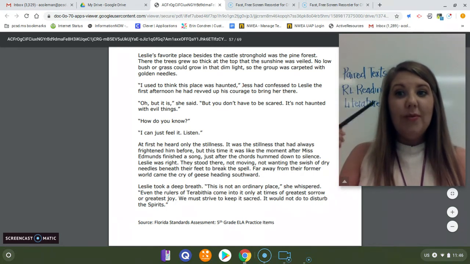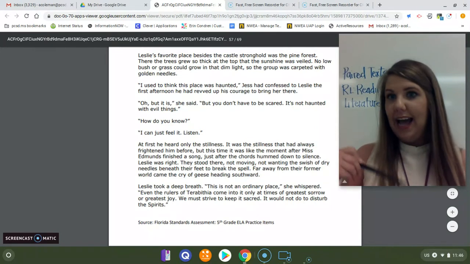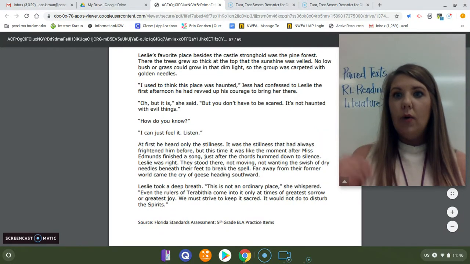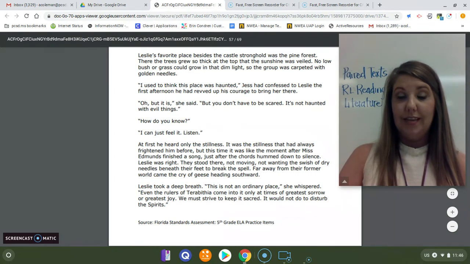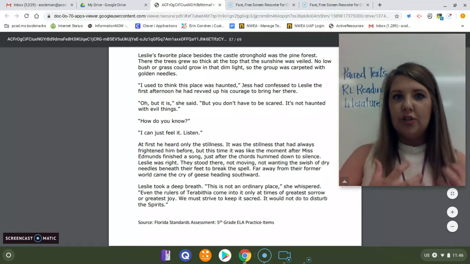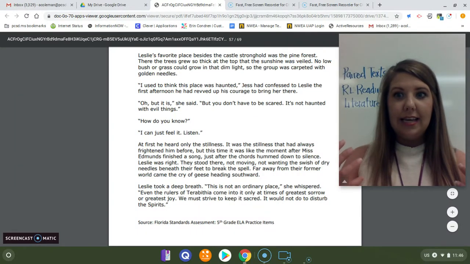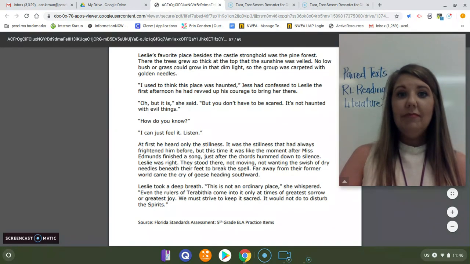So as we read, we remember, it asked a question about how Jess felt and how he changed. So right now, as we see, how does Jess feel? He says, I used to think this place was haunted, and he had to get up the courage to bring her there. So that means that he is scared, okay?